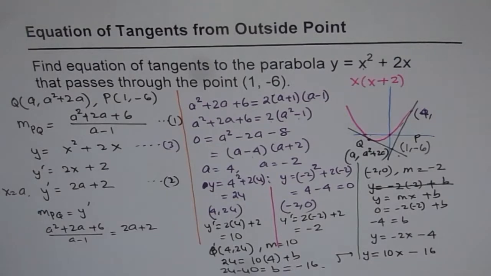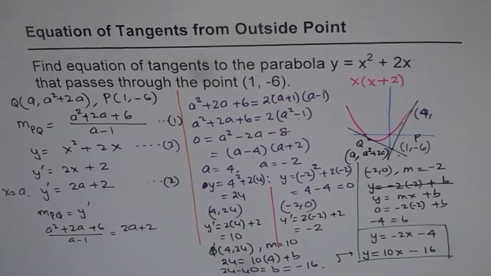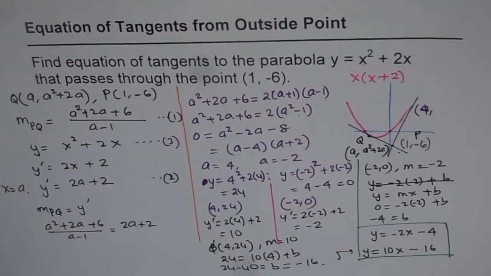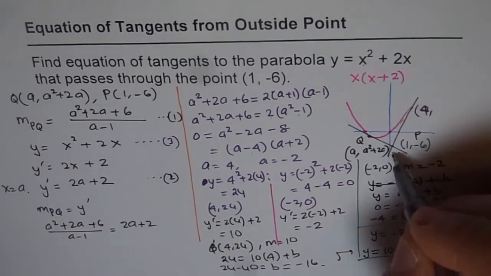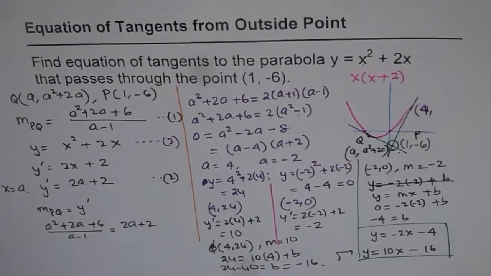So these are the two lines which are tangent to the curve from the external point P, right? So these are the two lines. So that is how we can get the equation of tangents from an external point, okay?